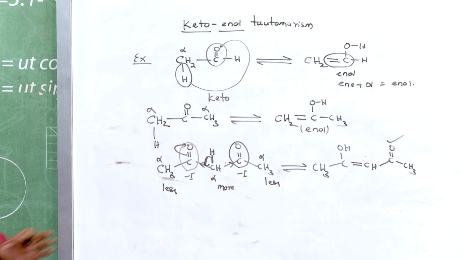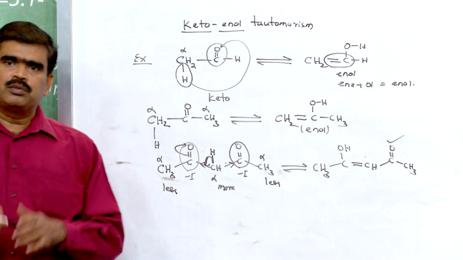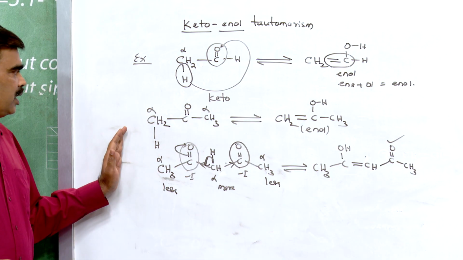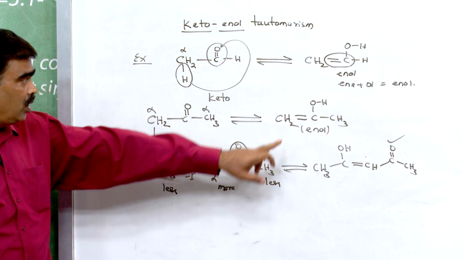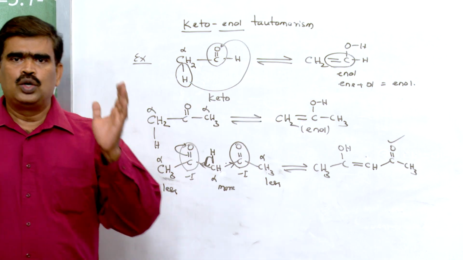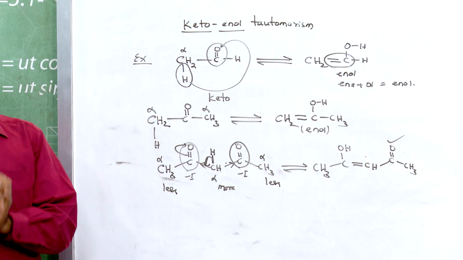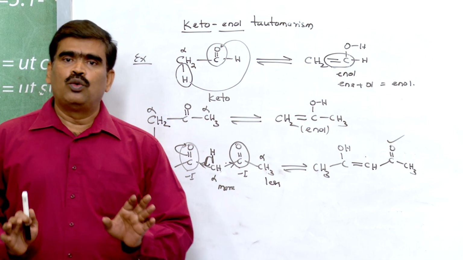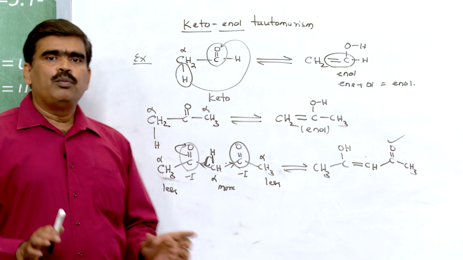The thing is, which structure is more stable? Remember, in most cases the keto structures are more stable than the enol structure, because in enol there is a double bond, which is highly unstable and more reactive. There is also an alcoholic group. If two more reactive groups are in the same compound, it can never be stable, right? So therefore keto forms are more stable.